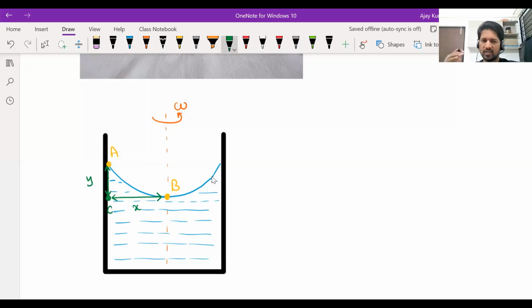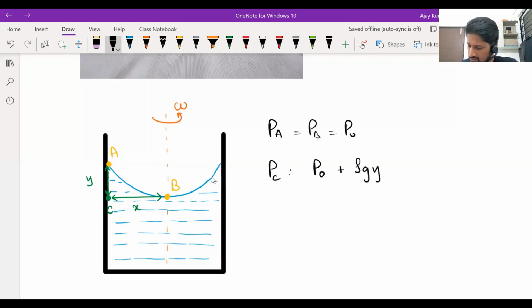Now A and B are both exposed to atmosphere, so pressure at A is the same as pressure at B, which is atmospheric pressure. Whereas pressure at C, you have two ways of expressing it. You can express it in terms of the depth Y, and you can express it in terms of the distance X also. In terms of depth Y, it will be P naught plus rho g Y. In terms of horizontal distance, it will be pressure at B, which is P naught, plus rho omega square x square by 2. We had just derived this.